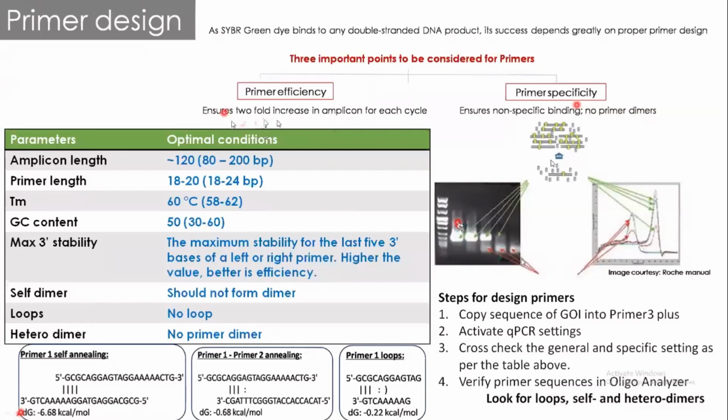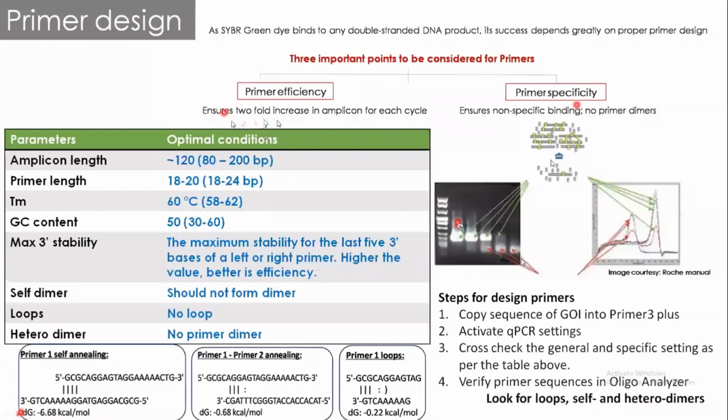And we also need to keep in mind that the primer should not form a dimer with itself. It means that primer 1 itself is self-annealing. This is an example so you can understand the self-annealing. It should not form a loop. It means that some bases within the primer sequence should not form a loop, or the first few bases should not be complementary to the last few bases.